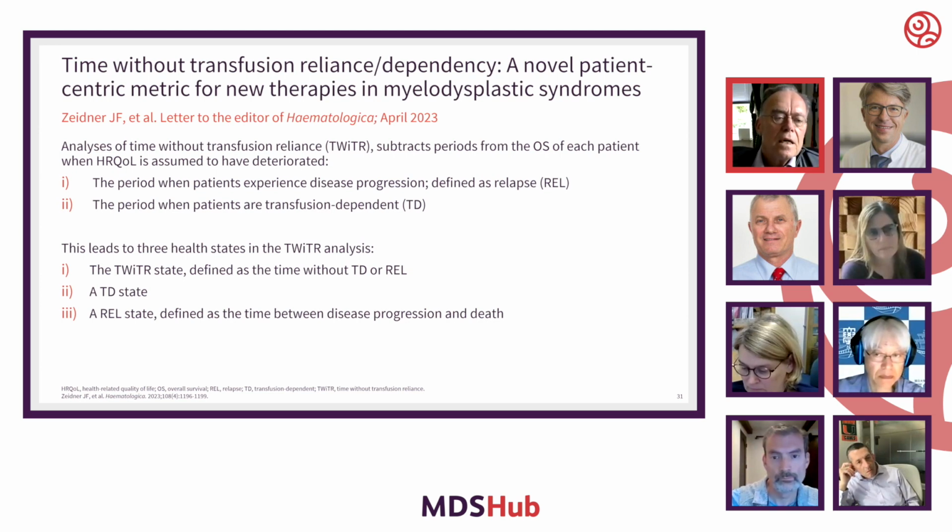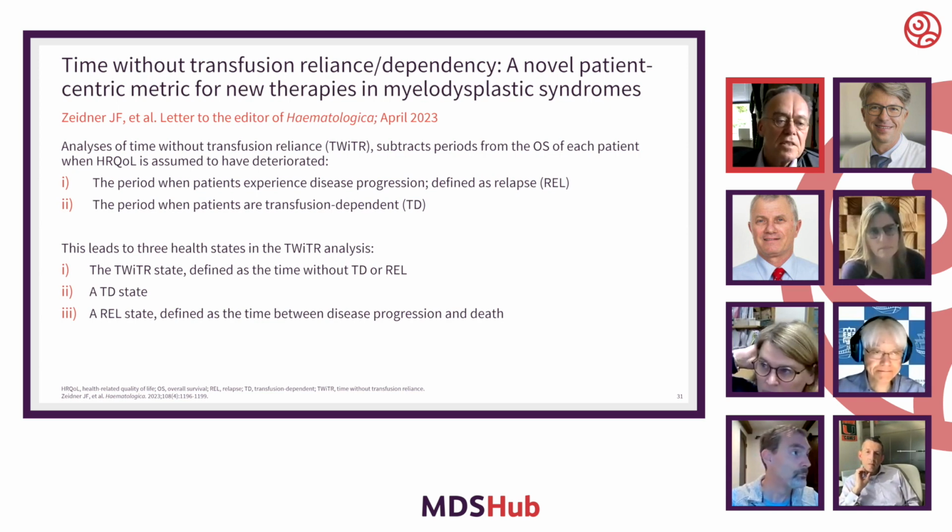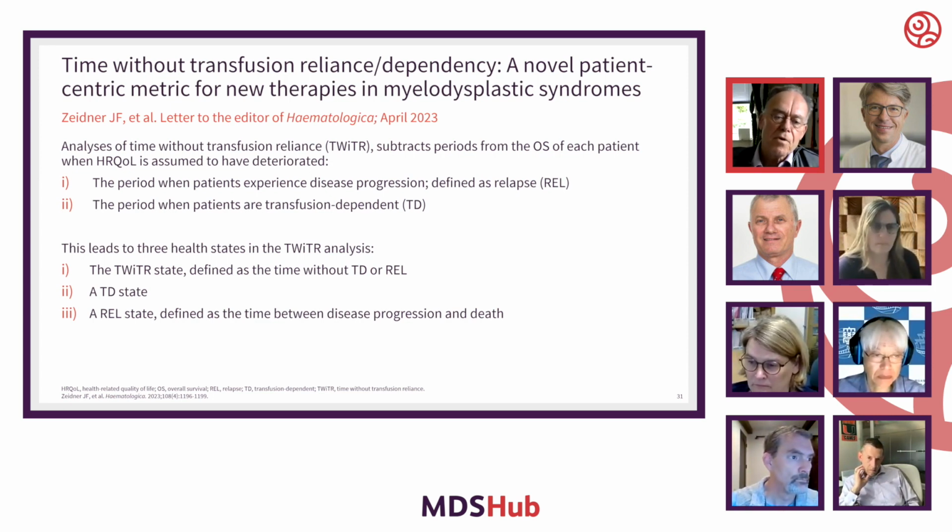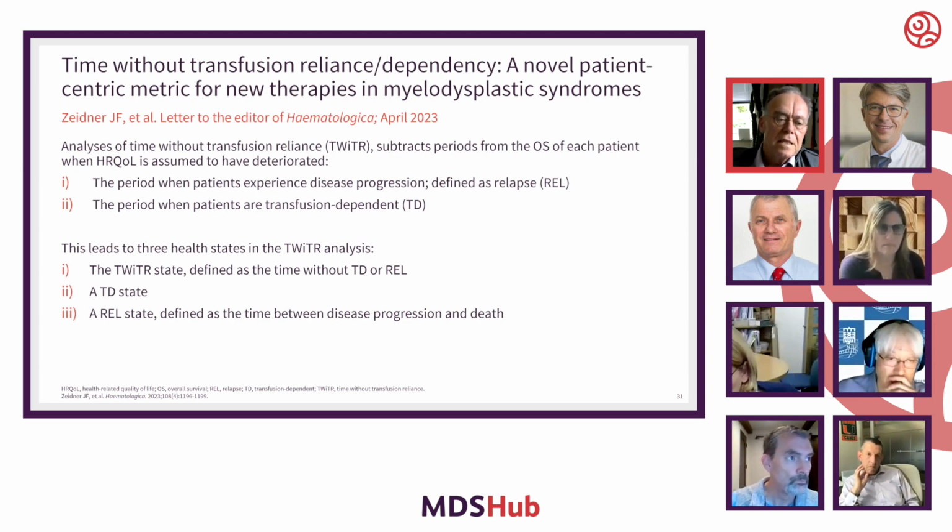So they used this analysis of time without transfusion reliance, the so-called TWiTR period, which subtracts from the overall survival of each patient the periods when the quality of life is assumed to have deteriorated. And these periods are the period when the patients experience disease progression, defined as relapse, and the period when patients are transfusion dependent.